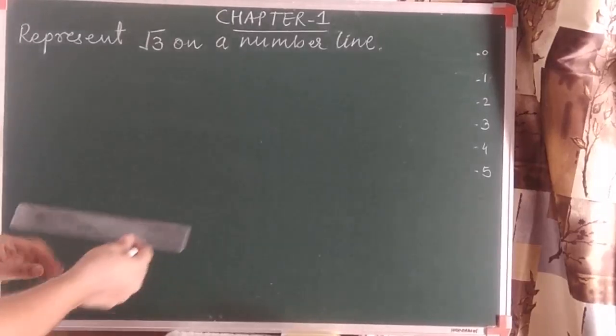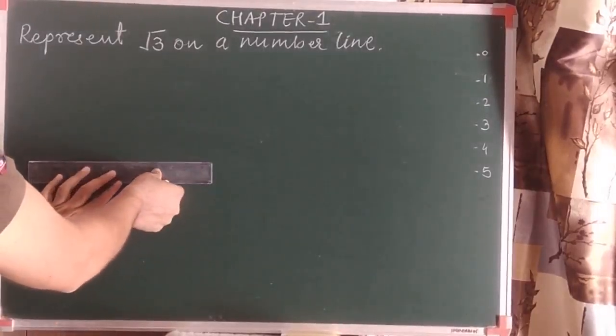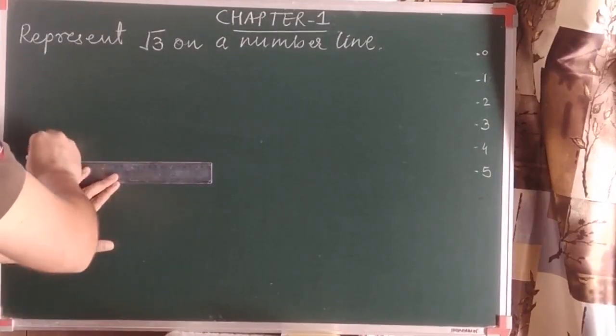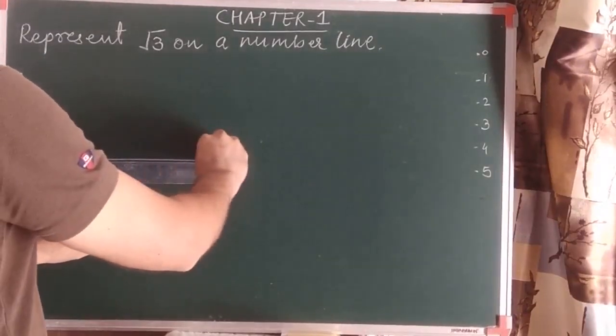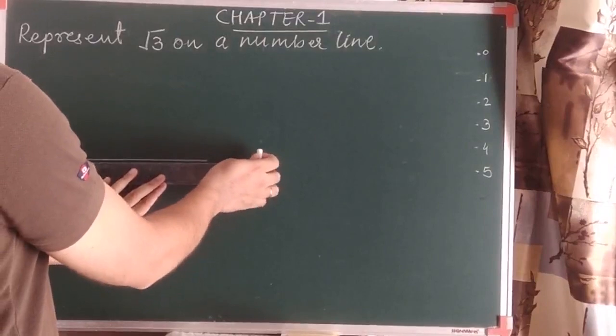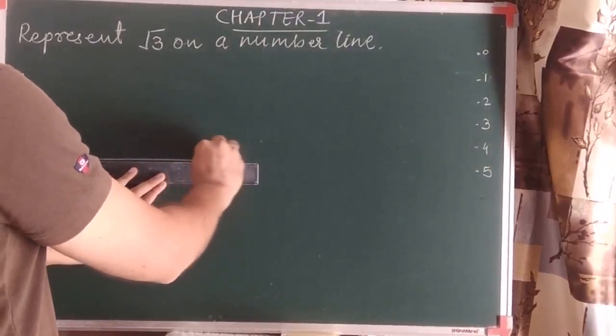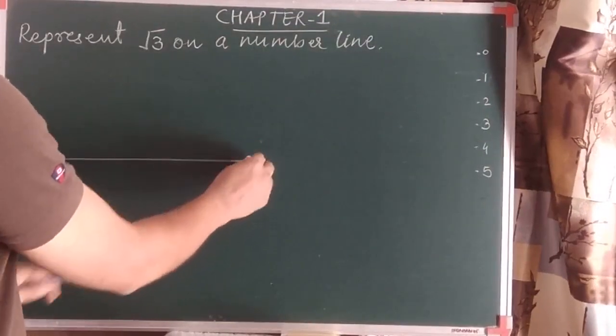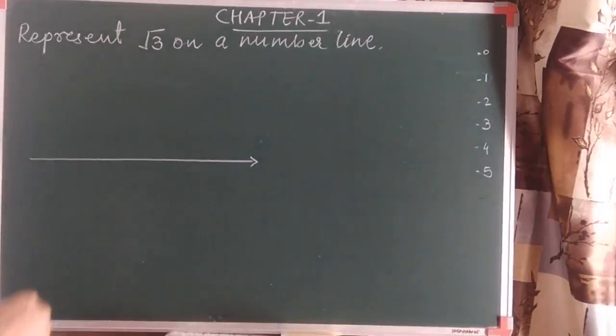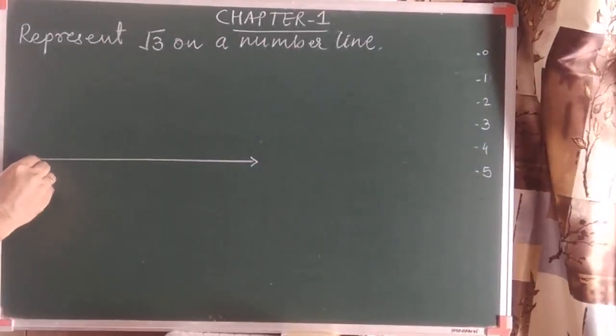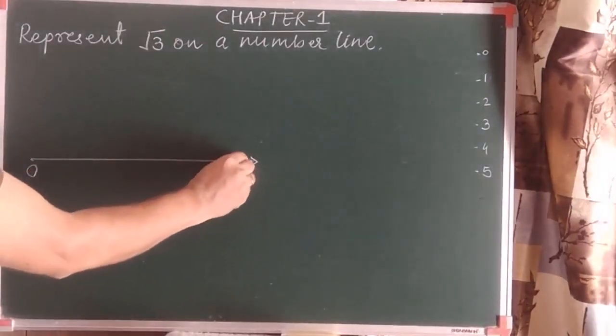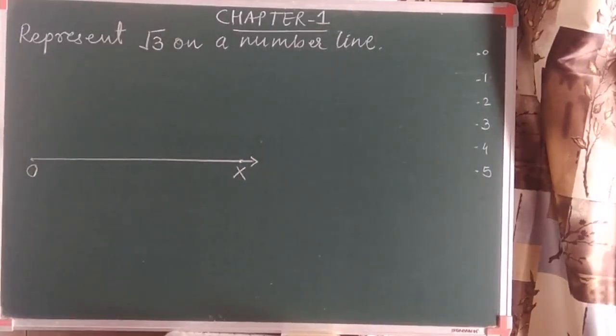First of all, we should draw a line, or we can say a ray. Let us draw a ray. The length of the ray could be of any measure. This is the ray. Let us give it the name ray OX. Now this is a very important thing which I am going to explain, so you should remember it.